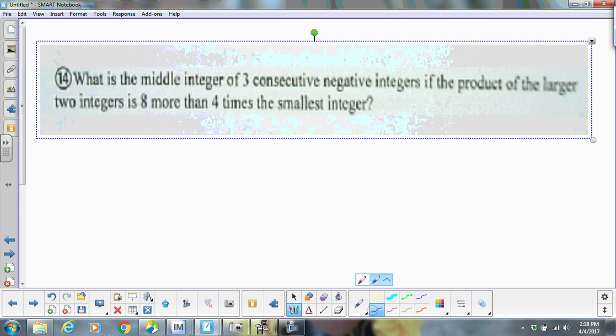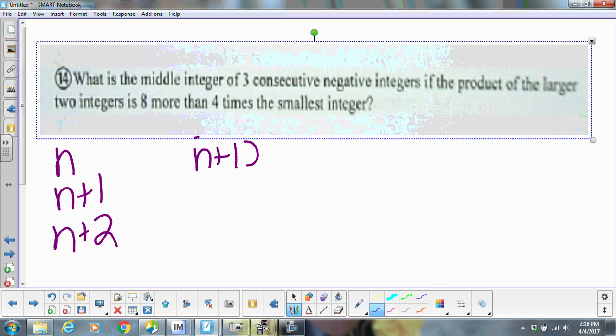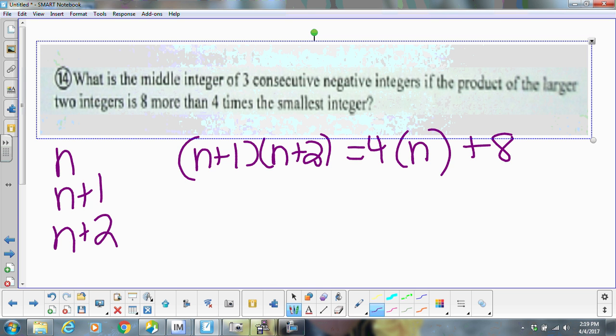All right, number 14 starts with: what's the middle integer of three consecutive negative integers if the product of the larger two is 8 more than 4 times the smallest integer? So we've got three consecutive negative integers. They're still going to be n, n plus 1, and n plus 2. They didn't say even or odd. The product of the larger two, so n plus 1 times n plus 2, is 8 more than 4 times the smallest one. You're going to distribute this out, remember?